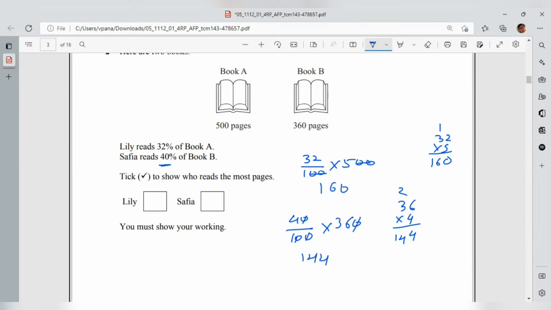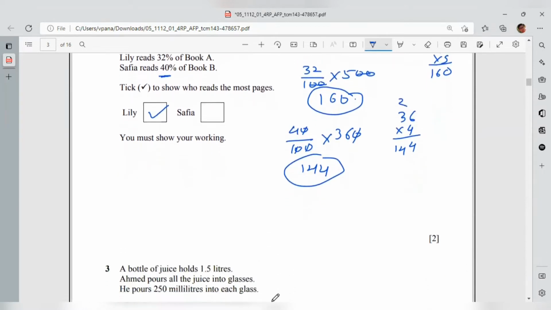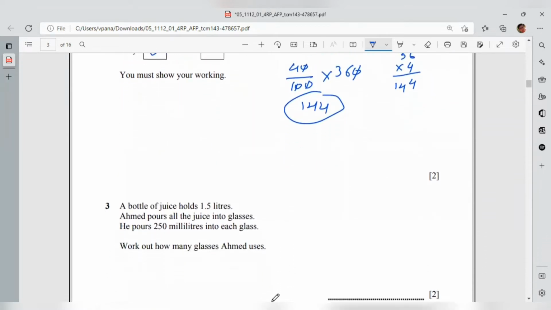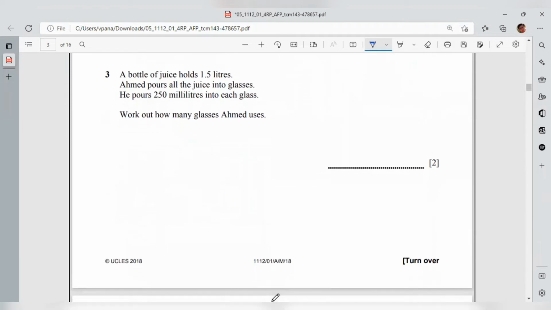So tick to show who read the most pages. So of course, who has read the most pages? 160 is more than 144. So Lily has read more pages. Okay, so this is your 2-mark question. So 1 mark for each working. So which is important to show that. Read the question. Question number 3.